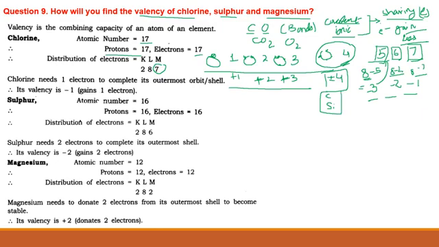Now coming to sulfur, the atomic number of sulfur is 16, right?